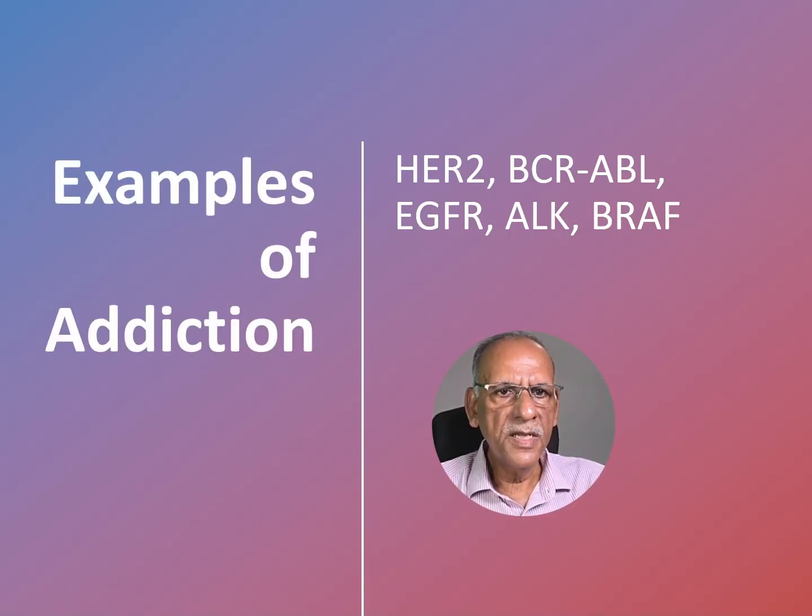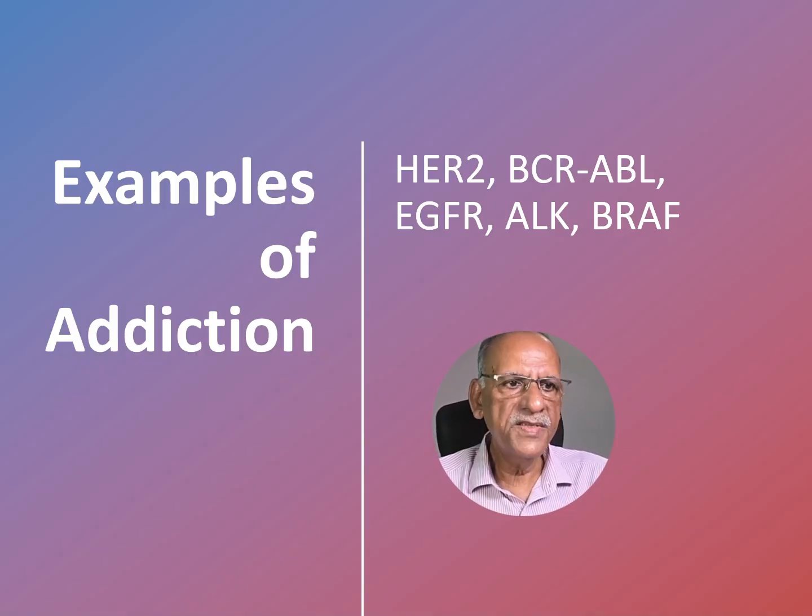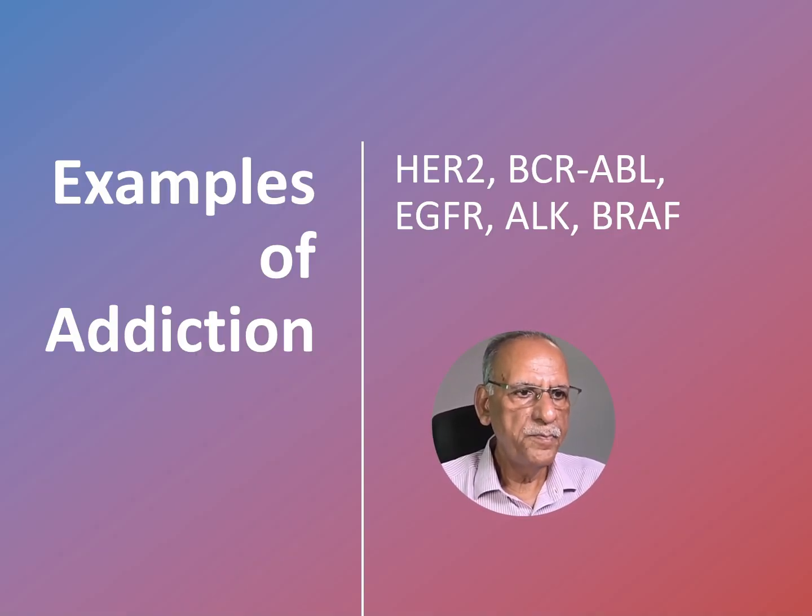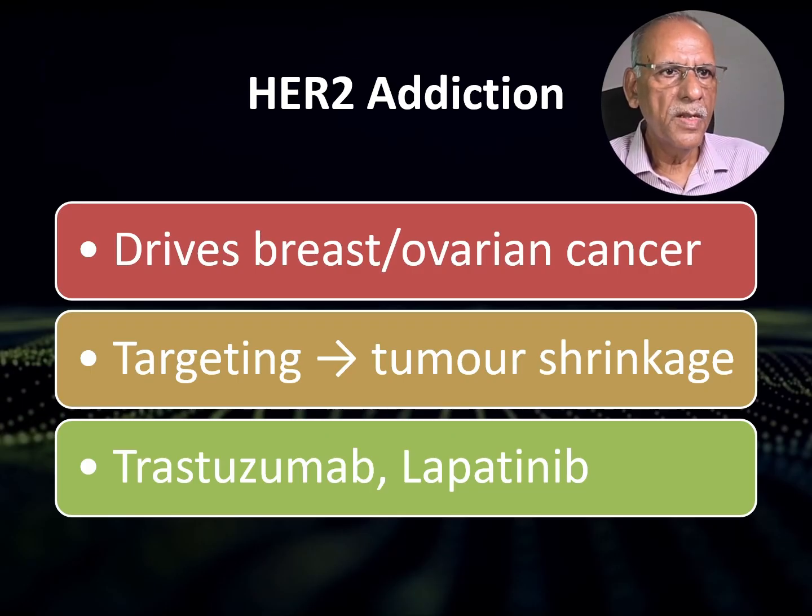Some examples include the HER2 neu oncogene, which I mentioned, BCR-ABL, EGF receptor, epidermal growth factor receptor, ALK, which is a kinase, and BRAF, another kinase. These are some examples of addicted oncogenes. In the HER2 neu addiction, which is very popular, it drives the breast and ovarian cancers, as I already told you. Targeting this gene with specific antibodies, which is commercially available now, is called trastuzumab.